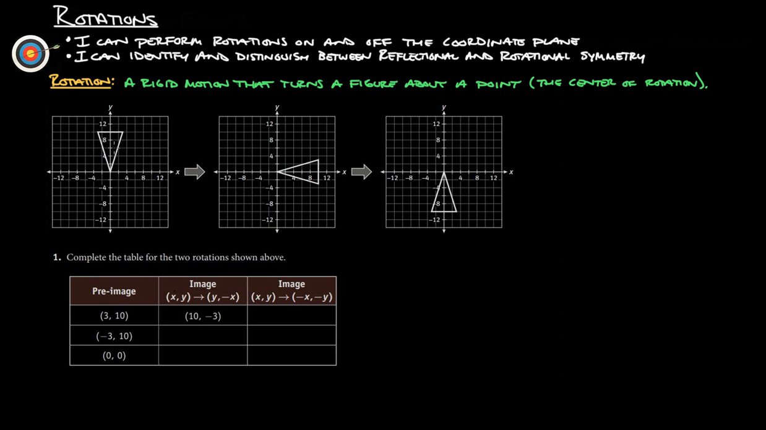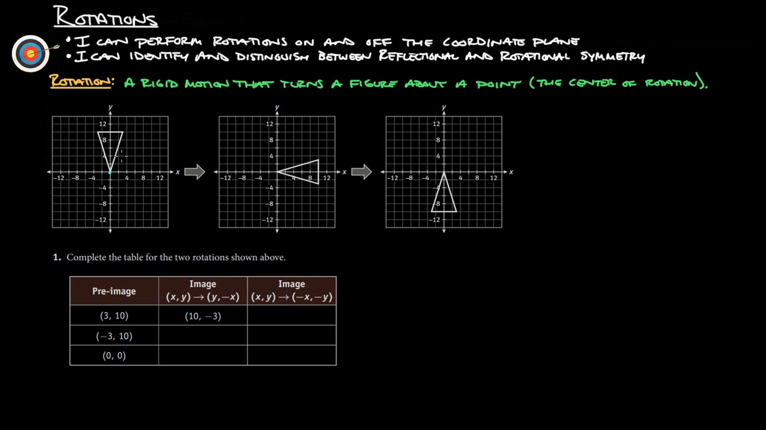this triangle here is rotating about the origin, (0, 0). It's rotating about this point here, and it's rotating 90 degrees to end up in this spot here. And then it rotates another 90 degrees to end up down in this spot here. So this is actually number 1 from our assignment here. What we're going to do is complete the table for the 2 rotations shown above.